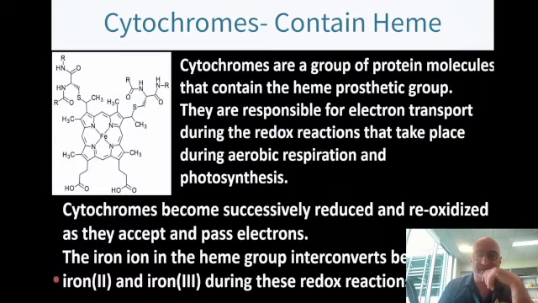Cytochromes, they contain heme. This is this long, extended chain of 1, 2, 3, 4, 5-membered rings, and then iron coordinated at the centre. Cytochromes become successively reduced and reoxidized as they pass electrons. Electron transport chain, you lovely biologists out there.